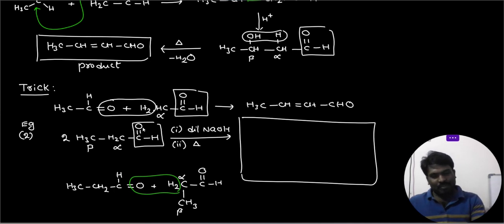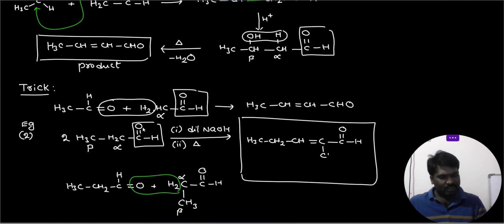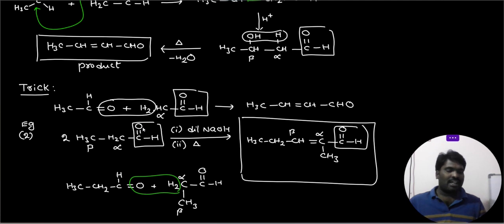Understood? Now tell me the product. CH3, CH2, CH double bond C, C double bond OH. Here the methyl you can write downside. So this is the product. Understood everyone? Now this is the functional group, the adjacent carbon alpha, beta unsaturated aldehyde.